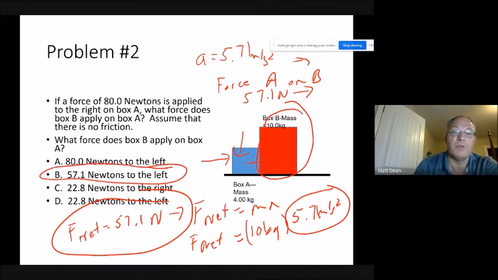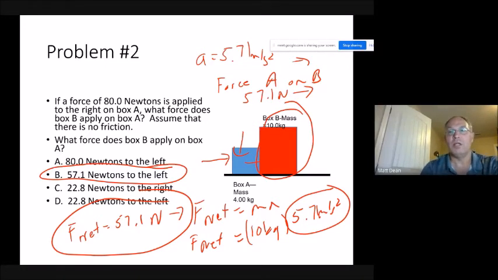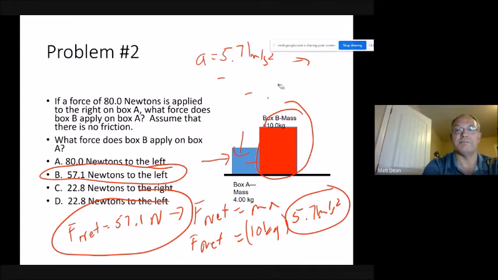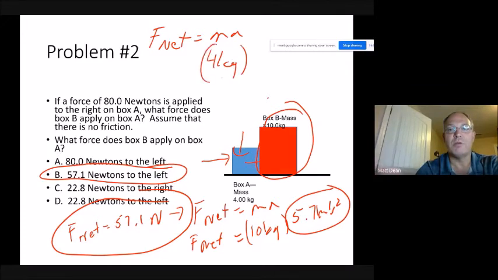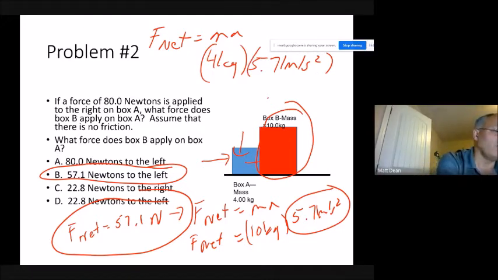That's our answer. Now, another way we could think about this problem is, let's just think about box A for a second. So if we're only thinking about box A, let's calculate the net force acting on box A. Box A has a mass of 4 kilograms. It's accelerating at 5.71 meters per second squared to the right. So let's go 4 times 5.71, and that gives us 22.84.